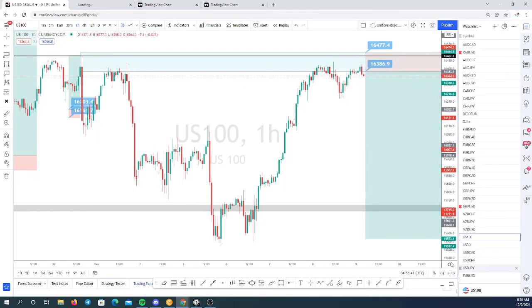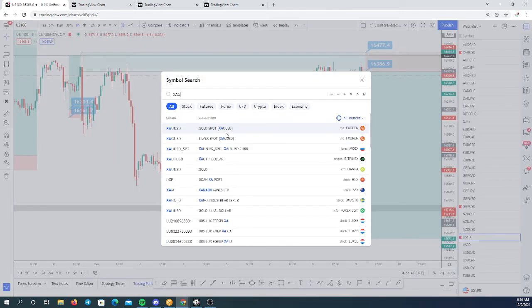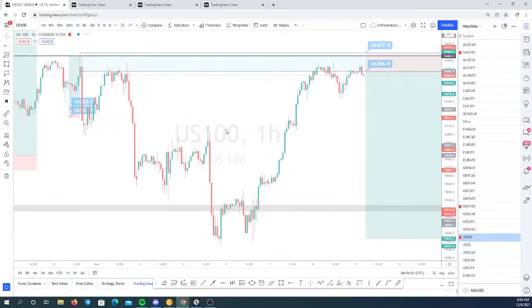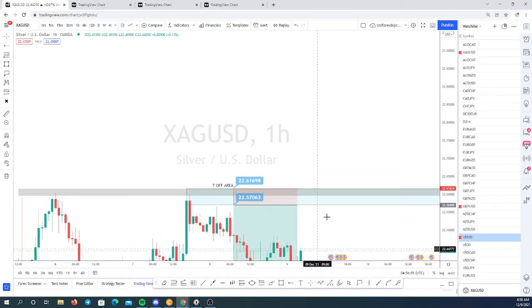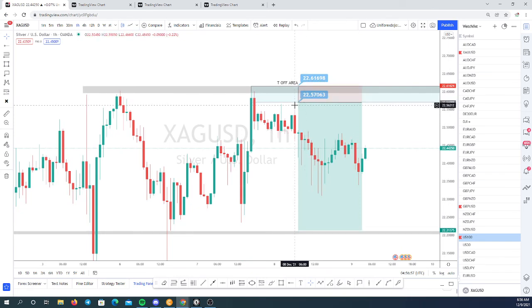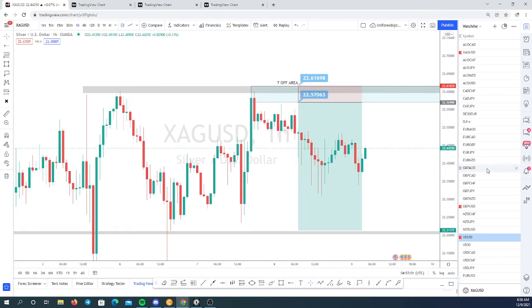And you have a nice setup moving forward. Let's follow that XAG USD setup that we did yesterday, on how that worked out. See, price never really went back up into the zone. So we just have to wait for that. If it does, we'll see how that plays out.